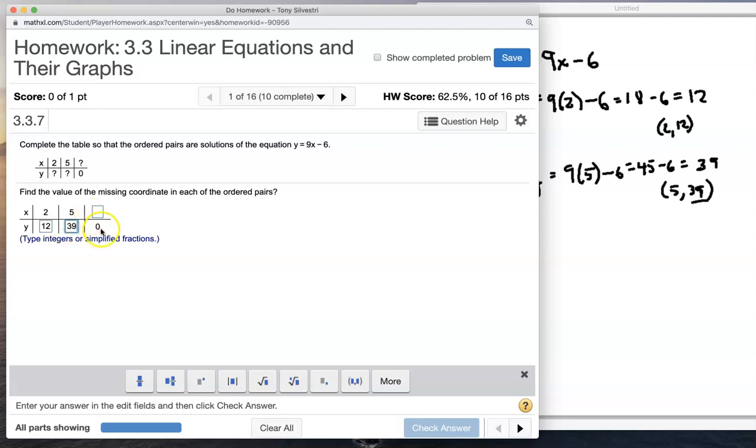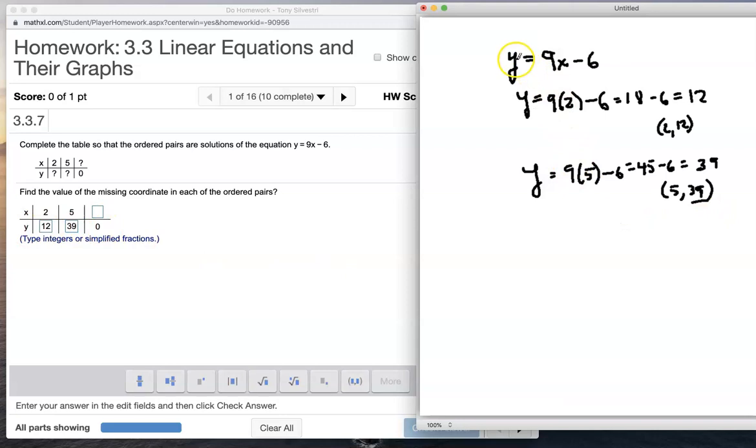Now be careful here. Okay, they're saying set y equal to 0. Not x, y to 0. So you go up here in their equation, set y equal to 0, and figure out what x is. Y is 0, what's x? Okay. Solve for x. Add 6 to both sides, and then divide by 9. Cancels. X equals 6/9.